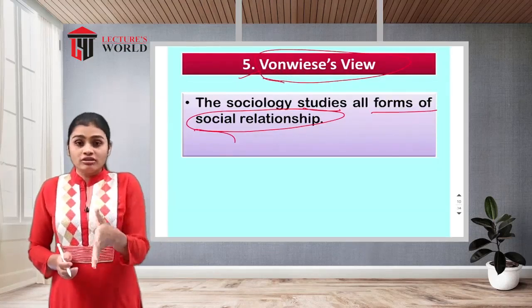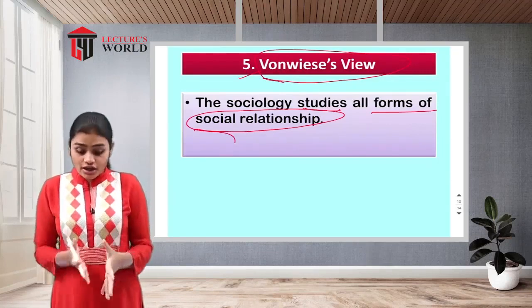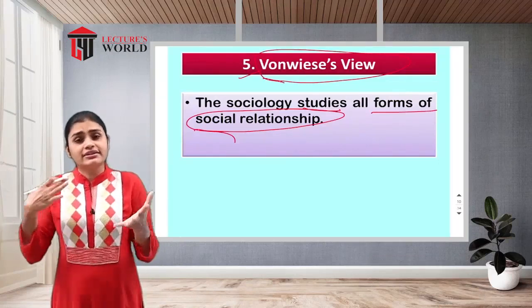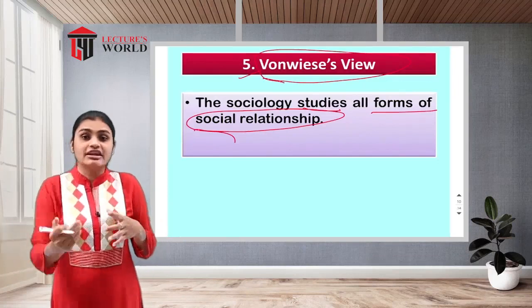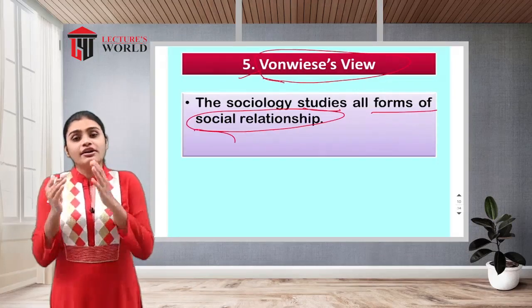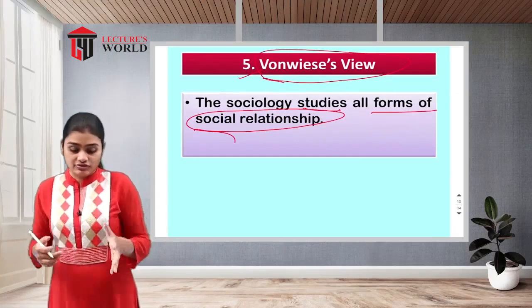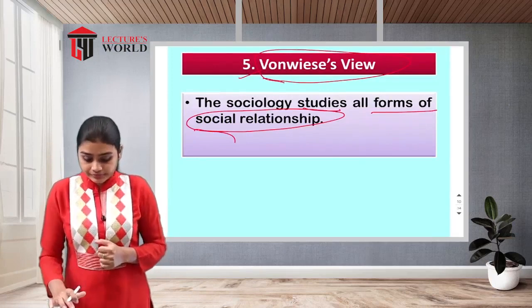So based on von Wiese's view, sociology is going to study all forms of social relationship, whether it is good or bad, with different reasons, whatever specific relationships we have. All these things are going to be studied under sociology. So that is as per von Wiese's view.